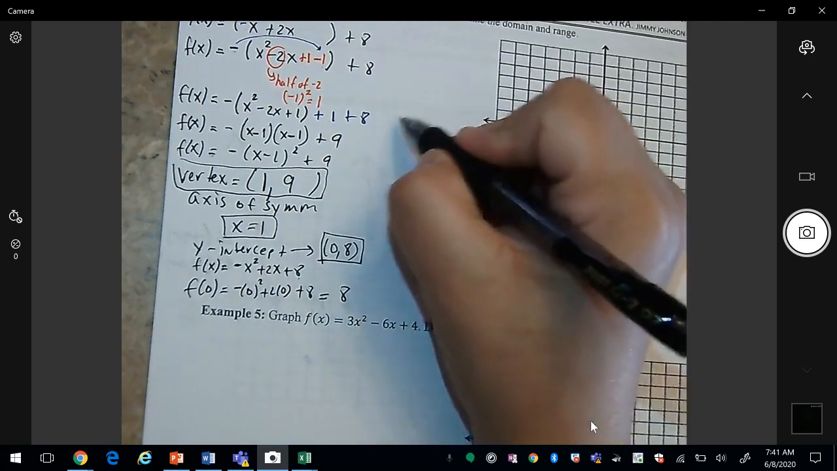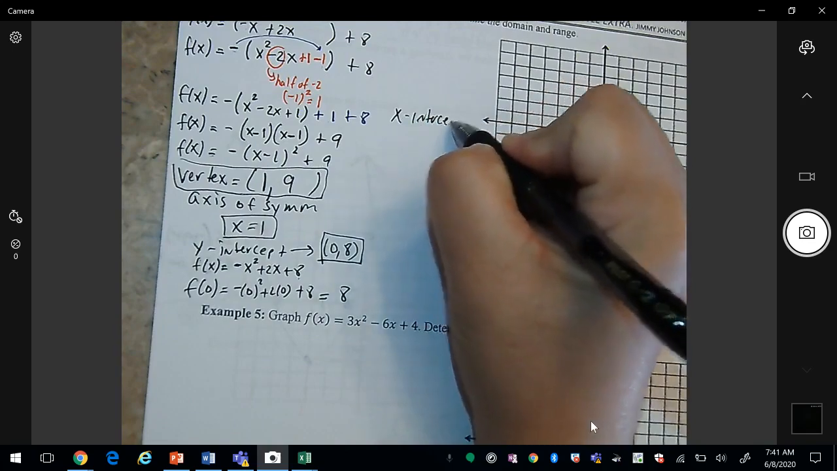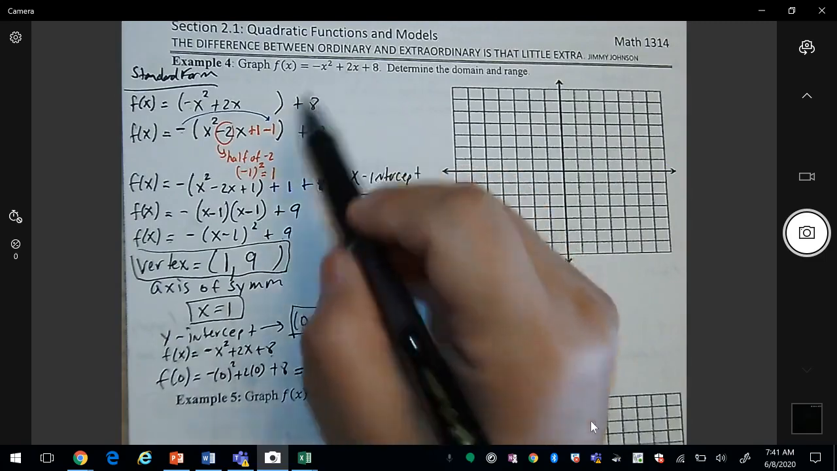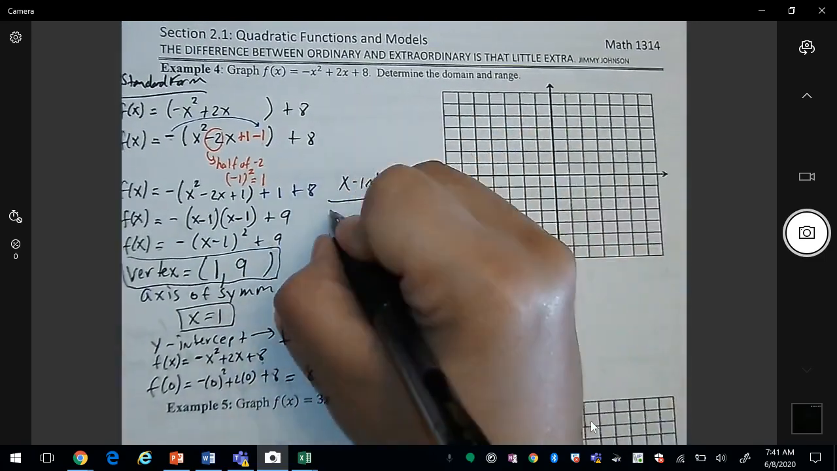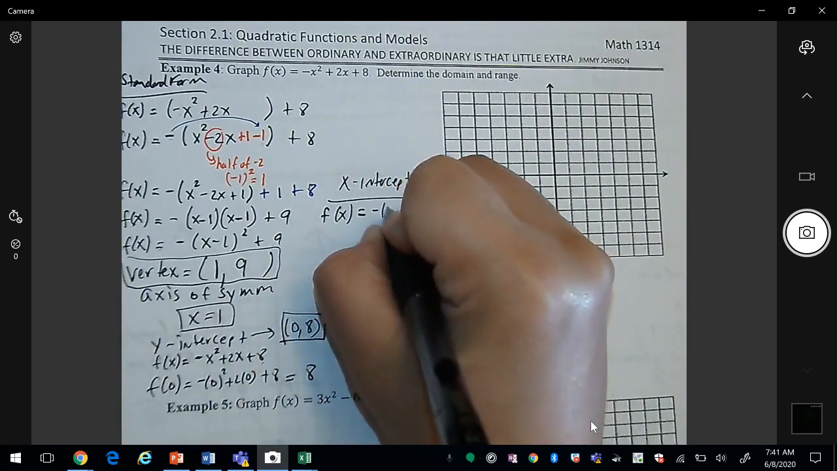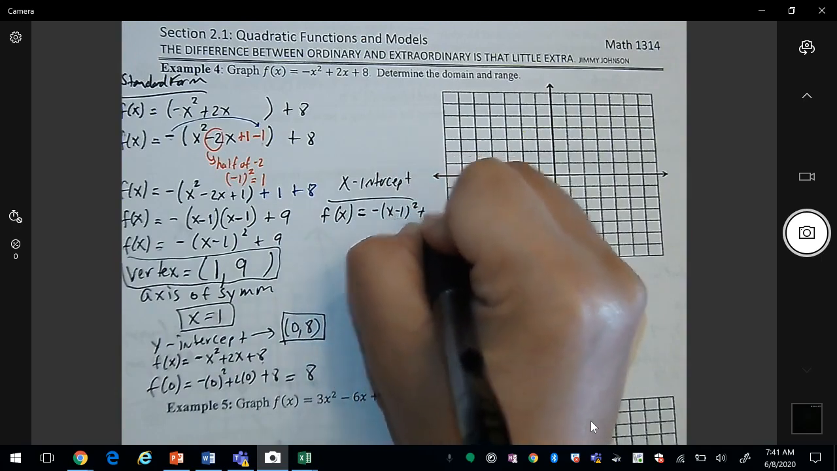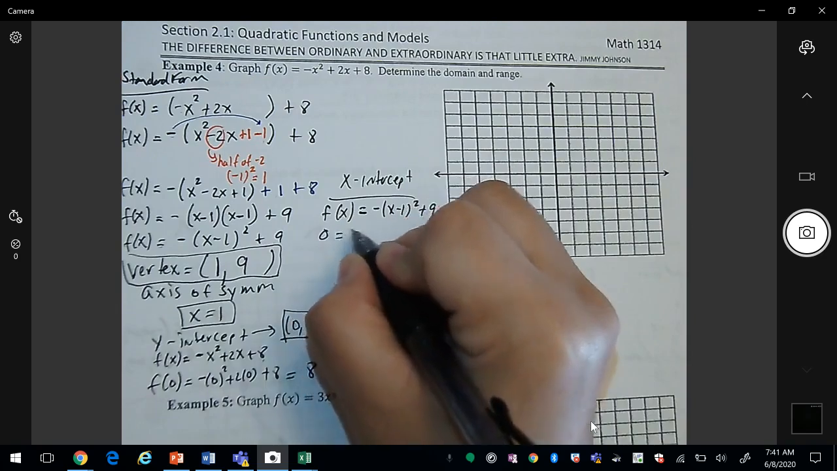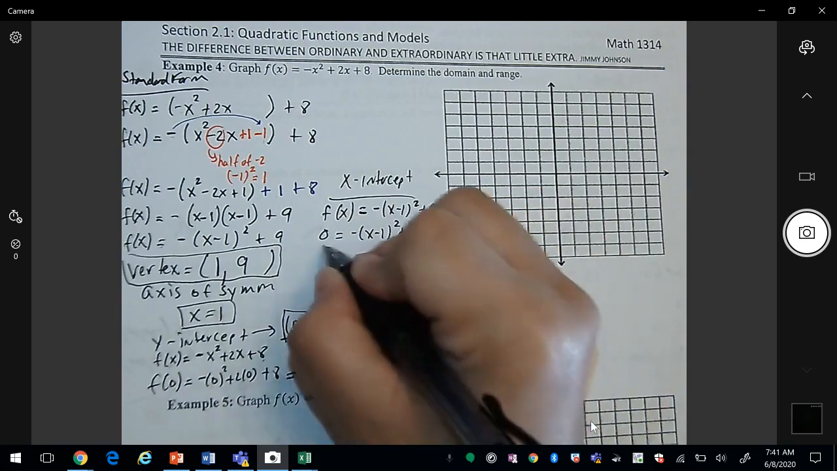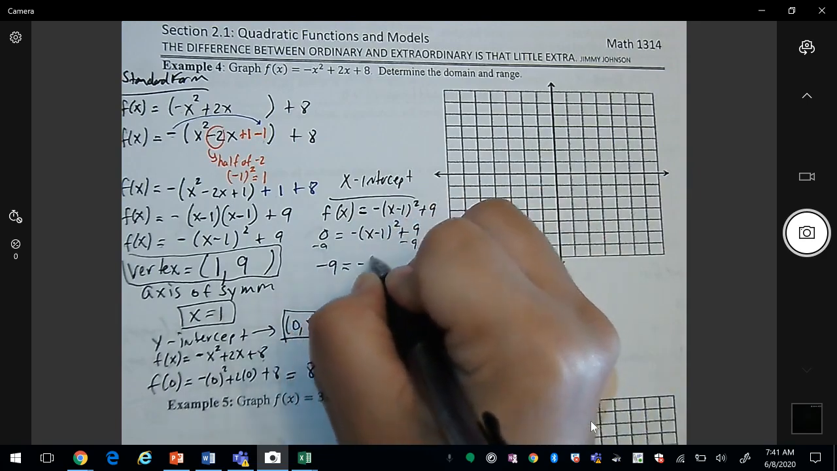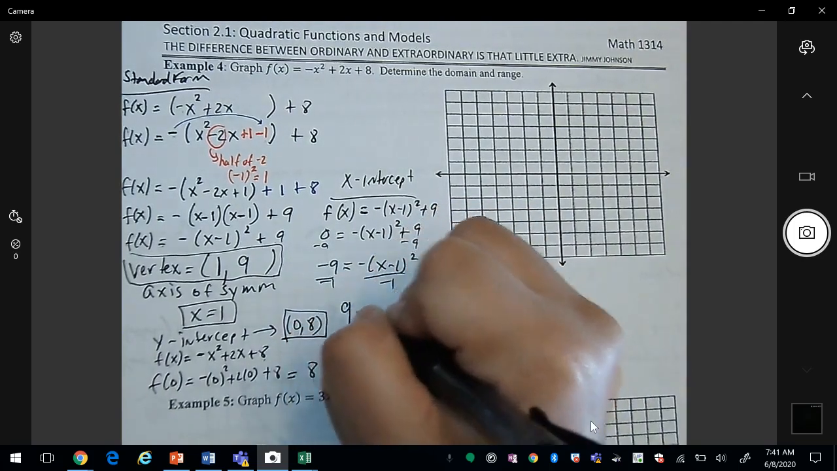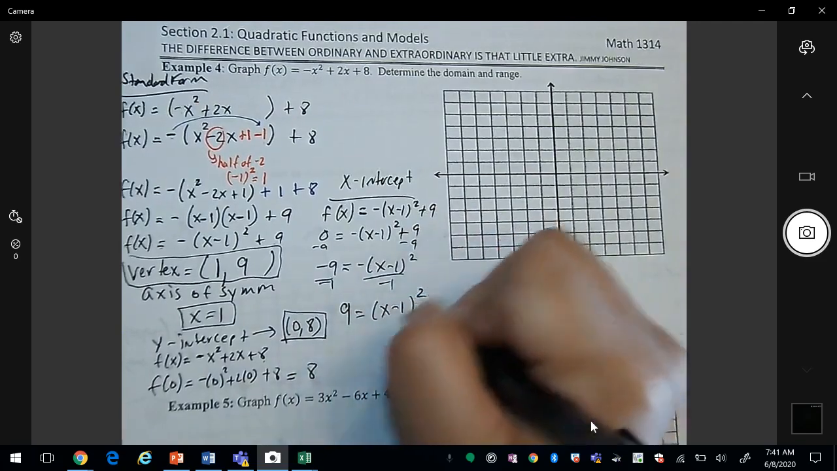My x-intercept, you can also use this form and try to factor, or you can use the standard form. I'm going to go ahead and use the standard form. Okay, so we let this be 0. I'm going to subtract 9 on both sides. Divide by -1. So I get 9 is x minus 1 squared.